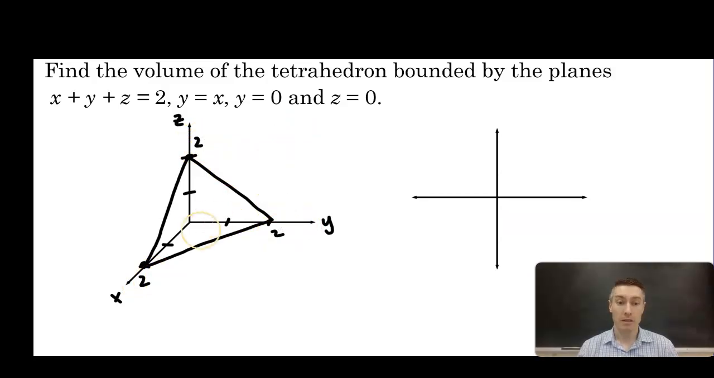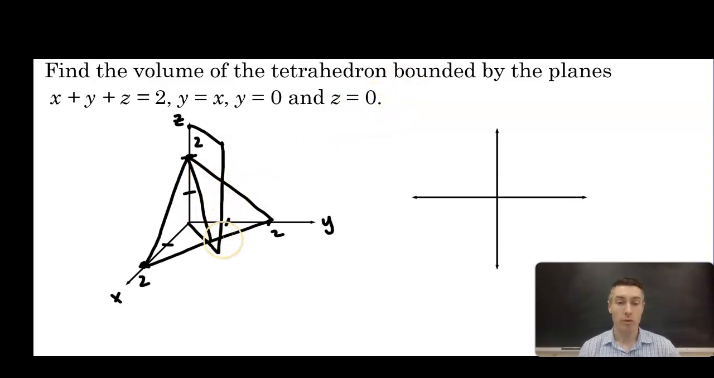Then we have y equals x, so we can draw y equals x on the xy plane, and then extend that up parallel to the z-axis. And we have to think about how those two planes intersect with one another. So that's going to be a slanted plane on this vertical plane. So that's going to connect from that point to that point there. And then we have y equals 0 and z equals 0, which are two of the coordinate planes.